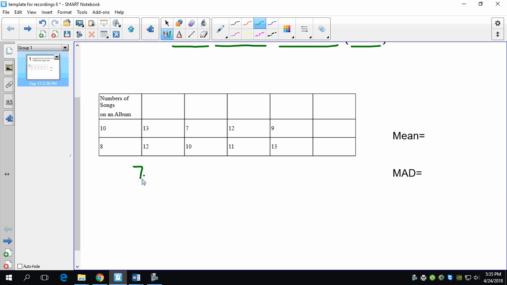We got 7, 8, 9, looks like a couple 10s, and looks like 11, and a couple 12s, and a couple 13s.